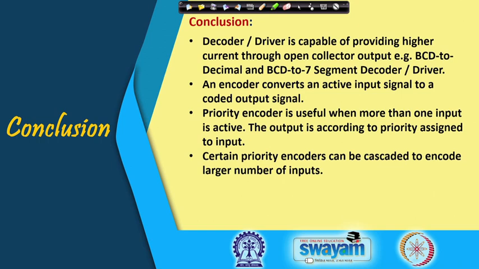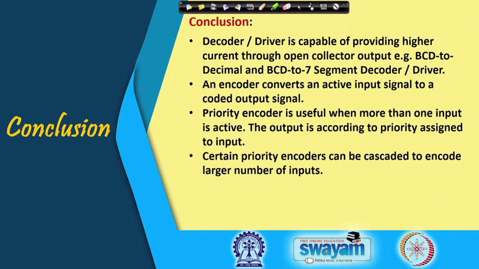And an encoder converts an active input signal to a coded output signal. And a priority encoder is useful when more than one input is active. The output is according to the priority assigned to the input. So we had seen the examples where a higher number was given a higher priority, but you can change the priority as per your requirement, and accordingly the design will be done. And certain priority encoders can be cascaded to encode a larger number of inputs.